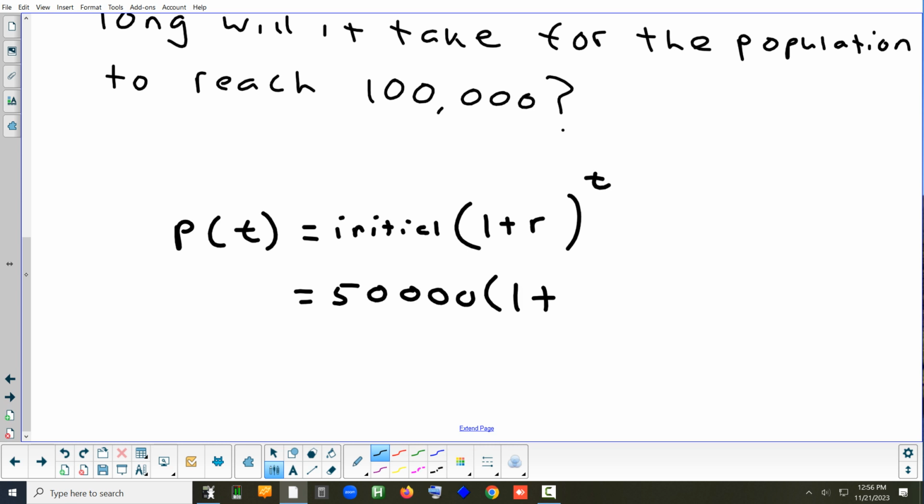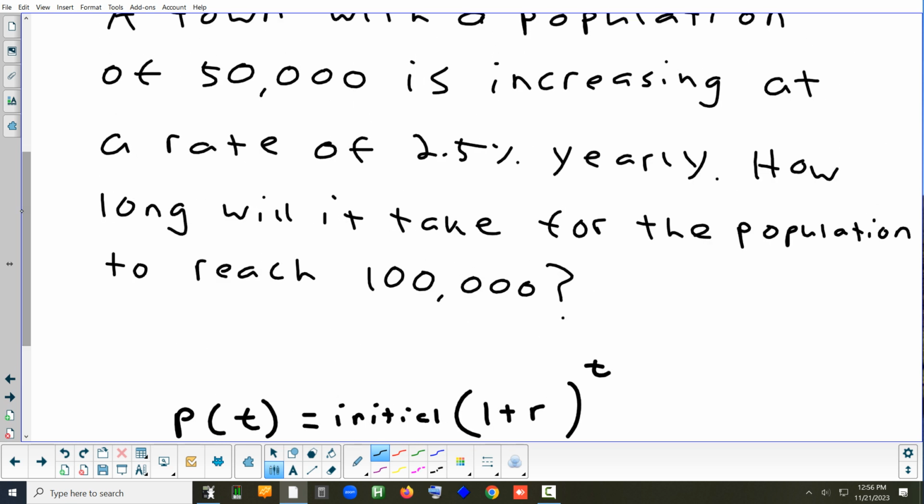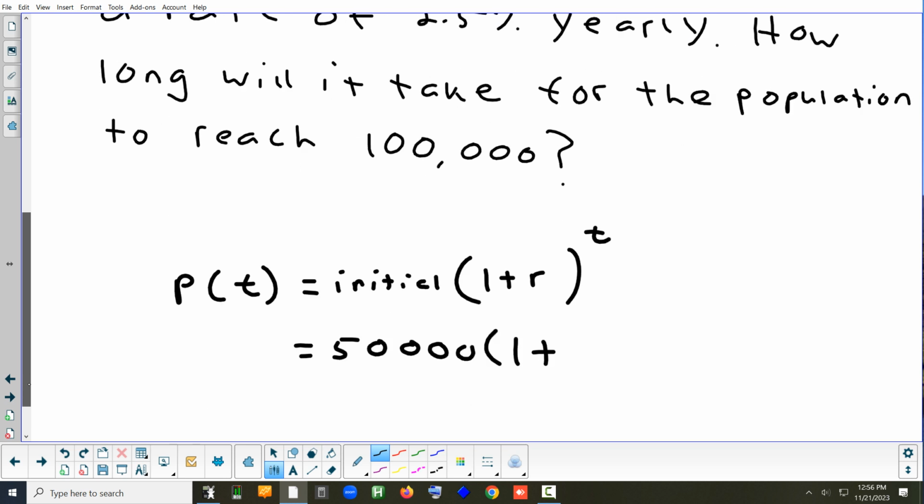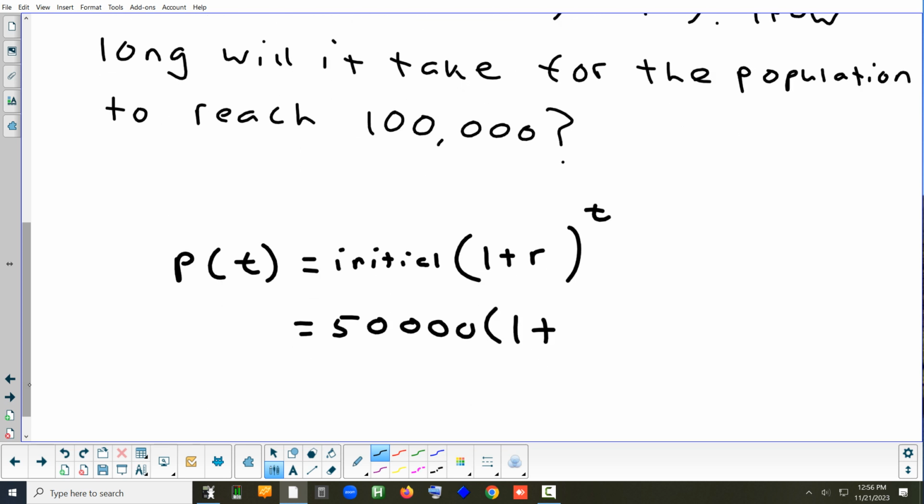Times. Now, what do we have to do with the rate? It's 2.5%, but when we use it, we have to be careful. Make it a decimal. So what's 1 plus that rate as a decimal? Is it 0.025? And then plus 1 would be, oh, so 1.025.